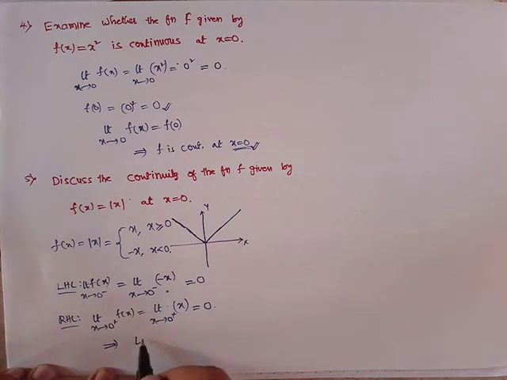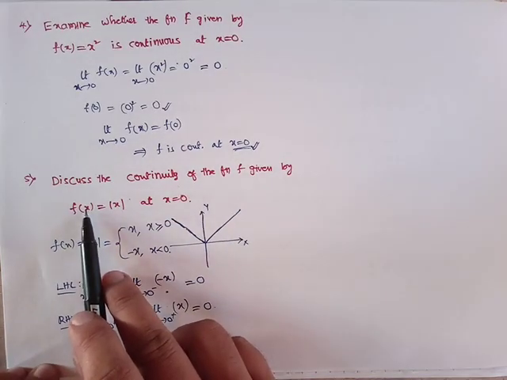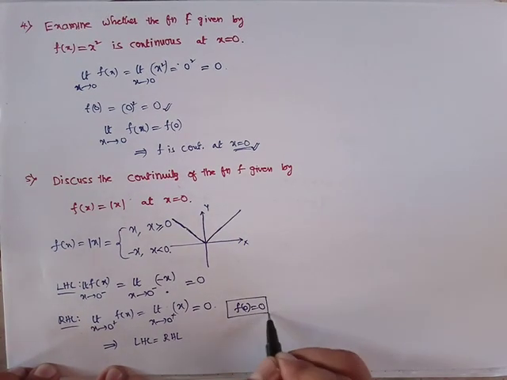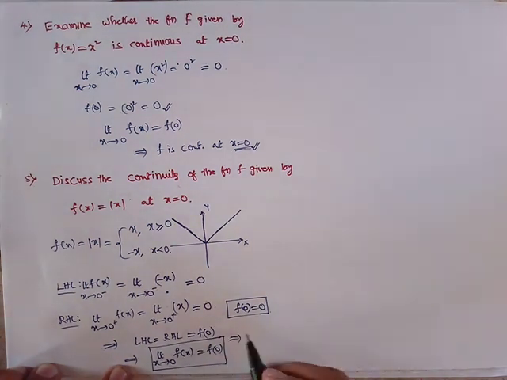So this implies LHL is equal to RHL. And what is your f of 0? f of 0 is also 0. When you substitute 0, mod 0 equals 0, so f of 0 equals 0. Then both these values are equal to f of 0, so this implies the limit as x tends to 0 of f of x is equal to f of 0. This implies f is continuous at x equals 0. So this is your answer.